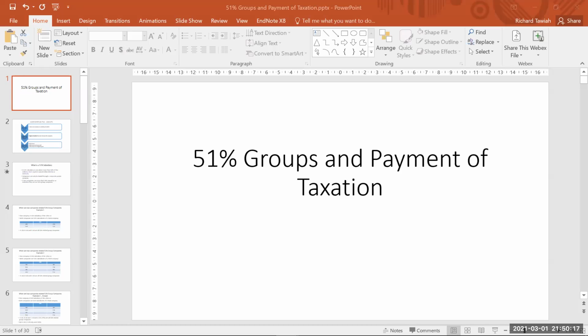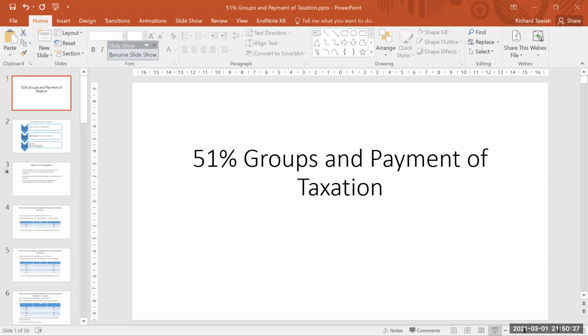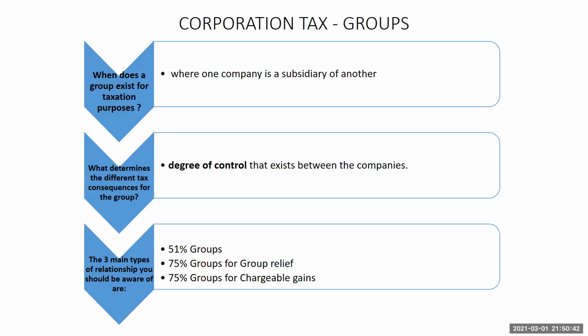Hi and welcome. Let's take a good look at groups in terms of group holdings and the percentage holdings. We'll also look at the tax implications of these group holdings. We take a very good look at the 51% group holdings, after which we'll look at the next section, which deals with the 75% holdings. Here we're looking at 51% groups and then the payment of taxation.